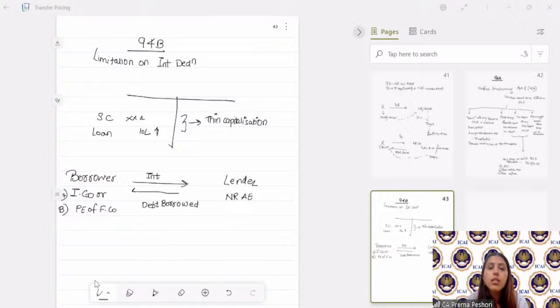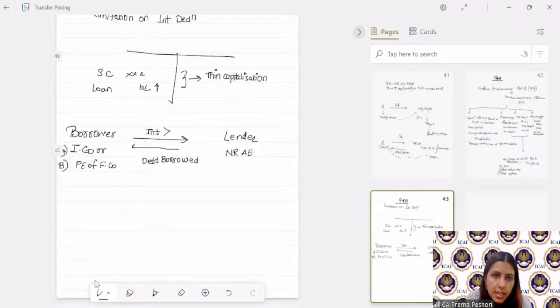Is that clear? And the interest amount is greater than rupees 1 CR. Interest amount should be greater than 1 CR. Is that clear? So then in that case, this particular party or this particular transaction of interest will be covered by 94B. Also, this Indian company or PE of foreign company should not be a banking company, because banking companies are excluded as they are in the business of lending and borrowing.